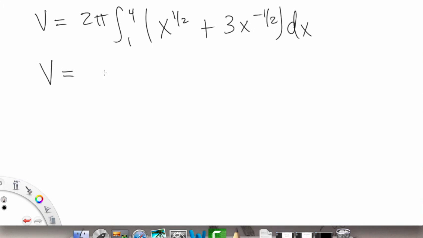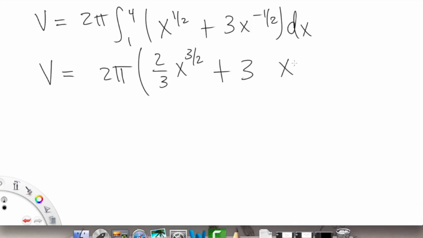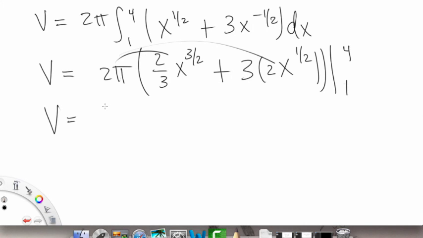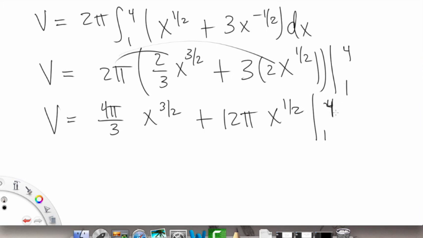Okay, so let's integrate. We get 2 pi times x to the 3 over 2, right? With a 2 over 3 in the front, plus 3 times x to the 1/2 times a 2, something like that, and then we're evaluating from 1 to 4, okay? So I'll distribute this 2 pi into each of those terms. We get 4 pi over 3, that's supposed to be a 3 down there, times x to the 3 over 2, plus 6 times 2 pi, so that'll be 12 pi, times x to the 1/2 power, evaluating from 1 to 4.